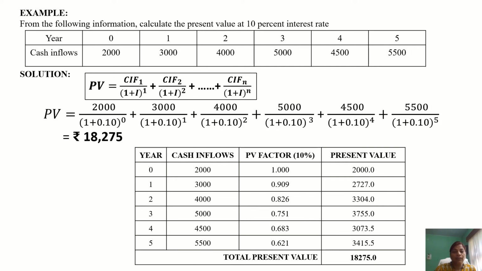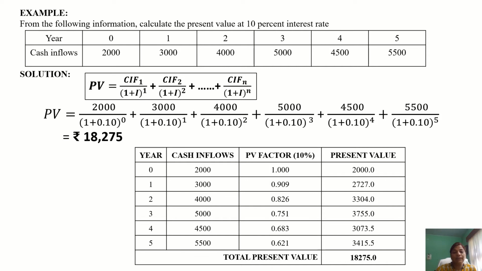So, an example for uneven cash flows: you can see here year 0 it is 2000, first year 3000, second year 4000, third year 5000, like that. From the following information, calculate the present value at 10% interest rate. So I is given as 10%, that is the discounting factor. Then the cash inflows are varying, that is 2000, 3000, 4000, 5000, etc.